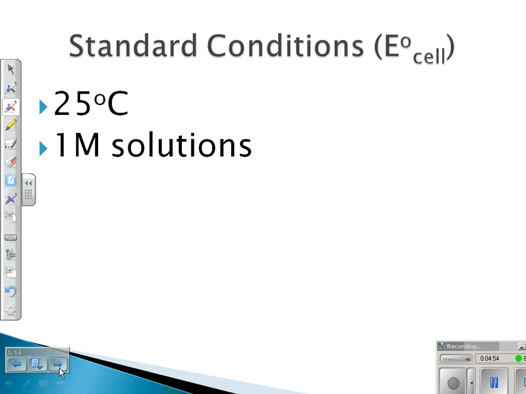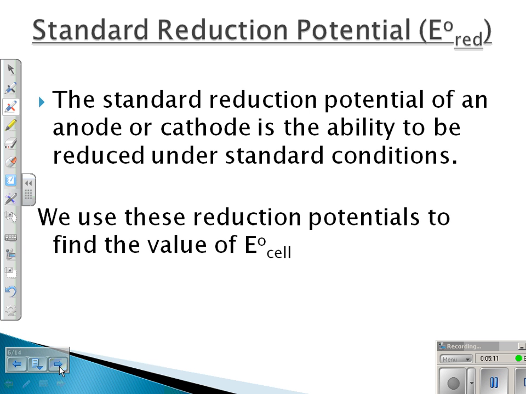By the way, that table that you have with all the reduction potentials on it is one of your givens on the AP test. It'll be in your reference packet for the free response, not for the multiple choice. In the multiple choice, they'll give you what you need within the problem. So you do not have to memorize those values at all.